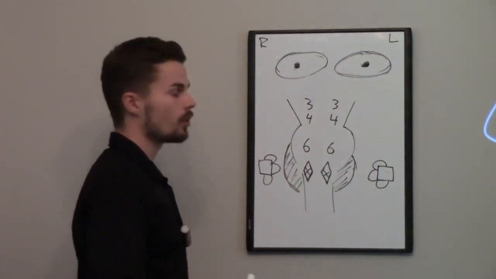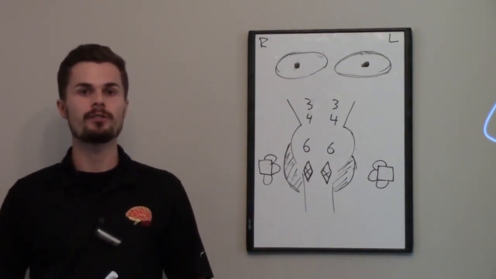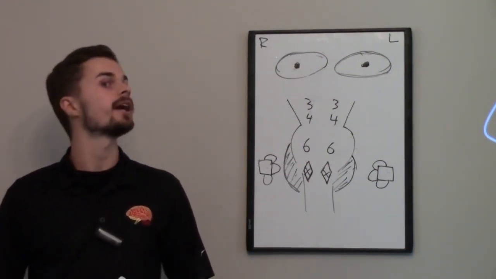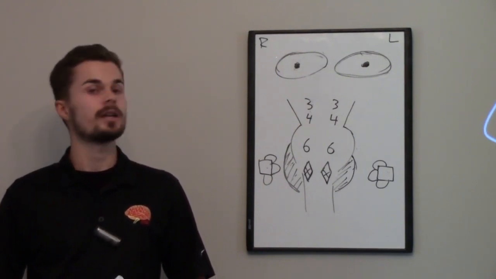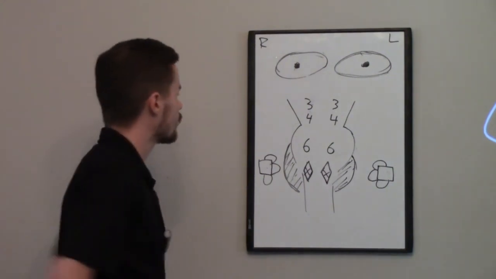All right, so let's pick, for example, the left posterior canal. So if I want to activate the left posterior canal, I'm going to move my head into this direction. And which way did my eyes go? My eyes went down and to the right, okay? So let's move our eyes down and to the right.